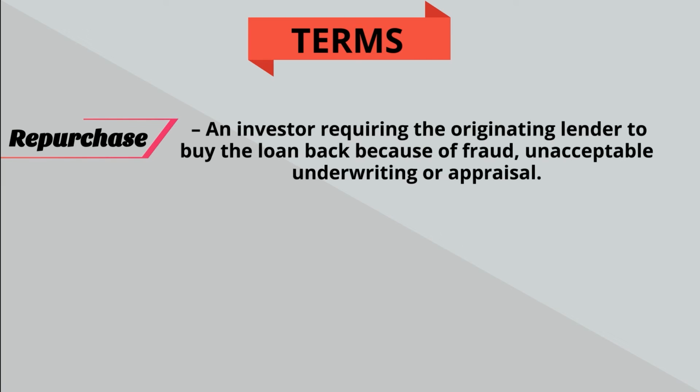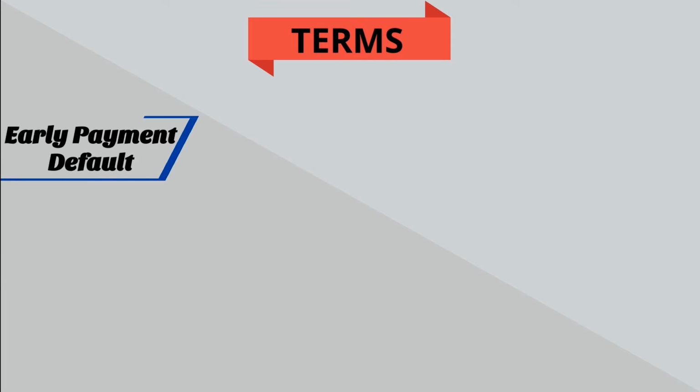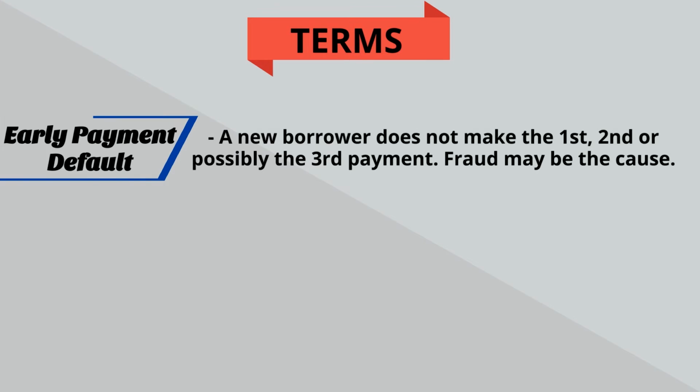Repurchase. An investor requiring the originating lender to buy a loan back because of fraud, unacceptable underwriting, or appraisal. Liens. Secures the repayment of a debt owed. Examples include first mortgage, second mortgage, IRS tax lien, judgments, and mechanics lien. Early payment default. A new borrower does not make the first, second, or even possibly the third payment. Fraud may be the cause.